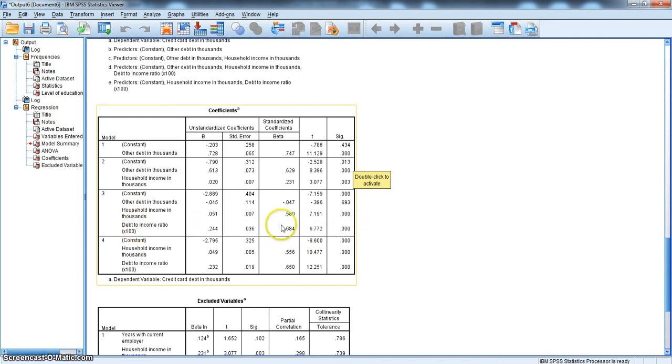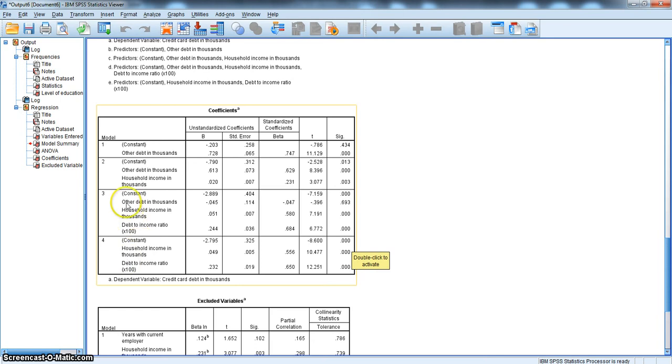But then notice what happens to this other predictor that we'd already had in there, other debt in thousands. When you add debt to income ratio, other debt in thousands is reduced, which means that there's significant overlap between debt to income ratio and this other debt in thousands, which makes sense. So essentially this variable, other debt in thousands, has become redundant. It's no longer worth its weight in this model. So when we go to model 4, what it's done is it's removed that predictor.